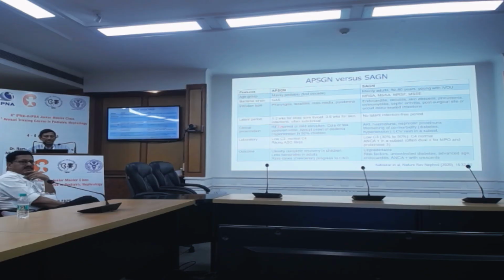There is a period of latency with post-infectious glomerulonephritis like PSGN, but in SAGN, there is no latent period. Also, you find more consistently low C3 values in PSGN than you would see in SAGN. The outcome is much better in APSGN or other forms of post-infectious glomerulonephritis than in SAGN, where you could have an unpredictable course, and often there are risk factors that decide the outcome of the disease.